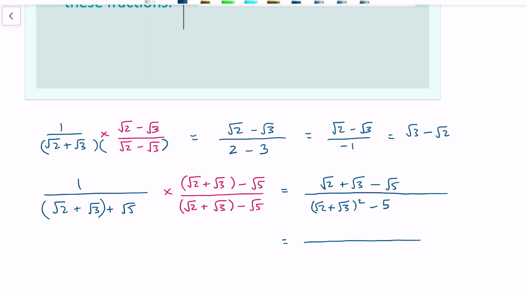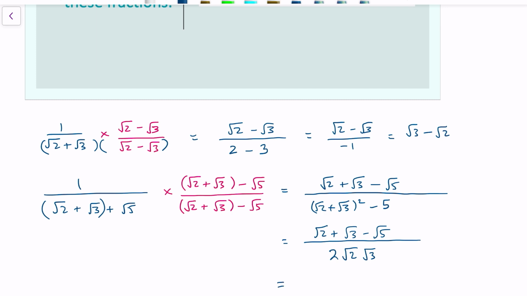So if we expand that bracket out, we've got root 2 squared, root 3 squared, which is 2 plus 3 is 5, minus 5, the whole number cancels. And then we've also got two lots of root 2 times root 3.